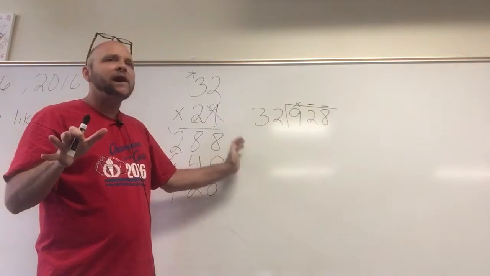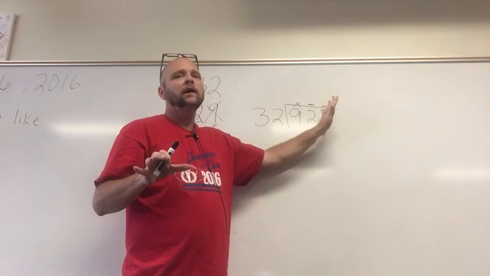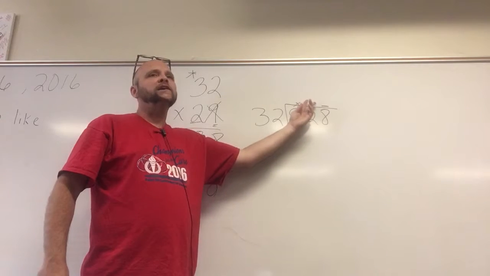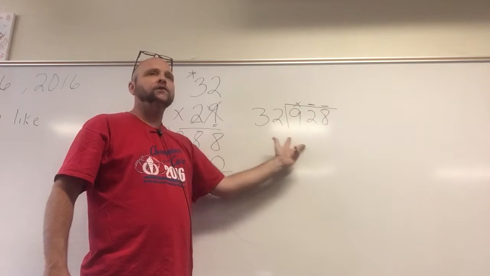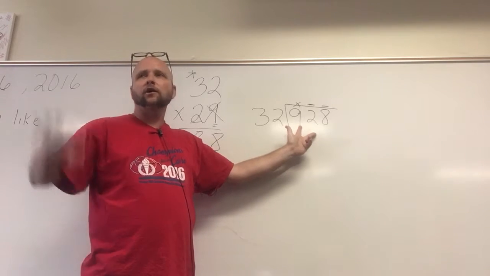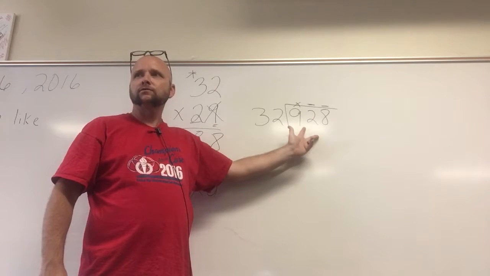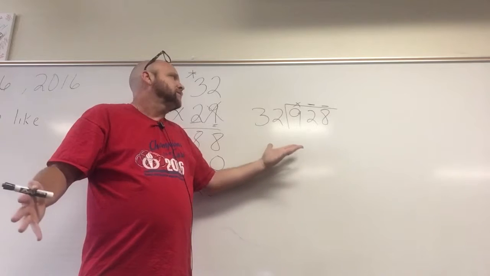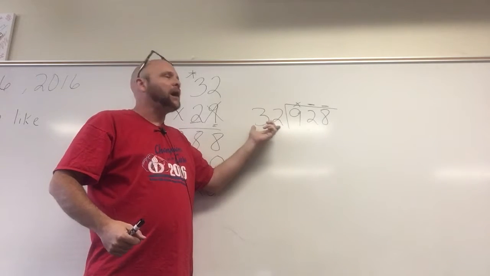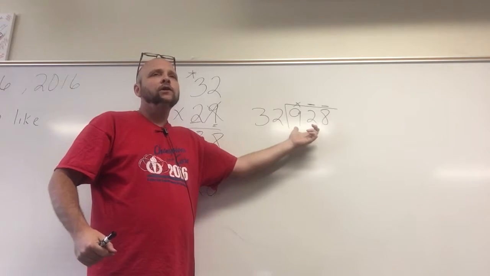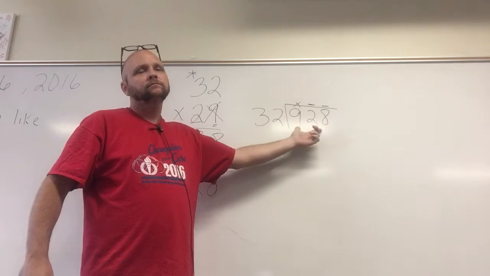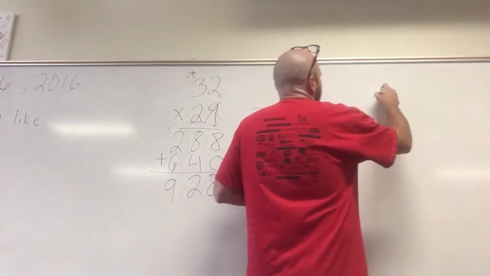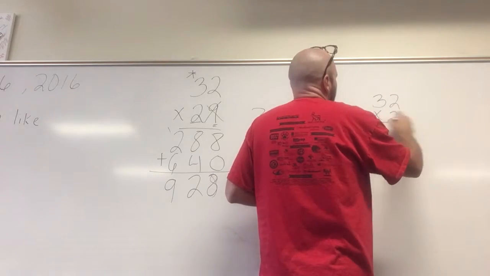Okay. Now, I don't have to find what two-digit number in the first step. I need to find the one-digit number that I would multiply by 32 to get as close to 92 as I could without going over. Kylie's helping me. So, Kylie, just take a guess. What would you multiply 32 by to get close to 92 without going over? All right, so we'll try 2. So we take 32 and we multiply by 2.